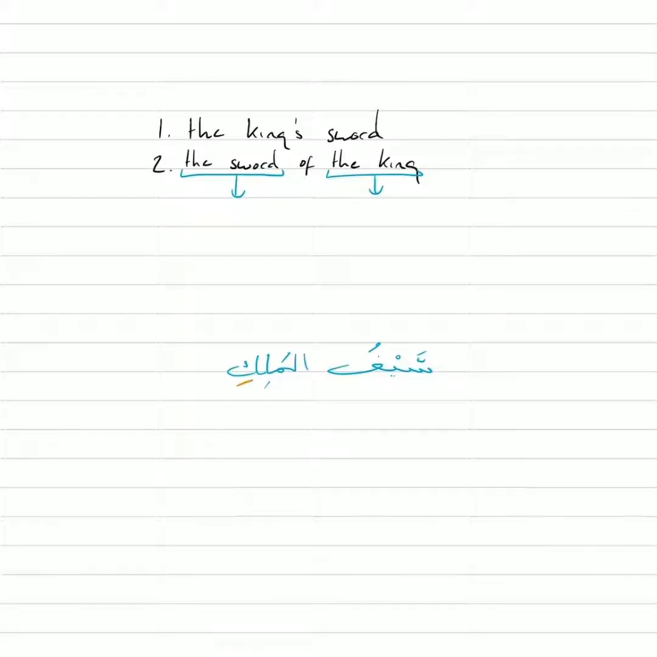In order to say a sword of a king, we have to make this word indefinite. So what we do is we have our incomplete sayf, and the king is now indefinite. So rather than having one kasra, we'll have two kasras. You can either say the x of the y, or you can say an x of a y. So notice how this construct doesn't allow you to mix and match. Let's complicate things a little bit more.